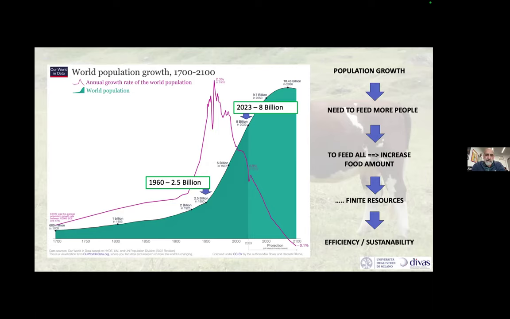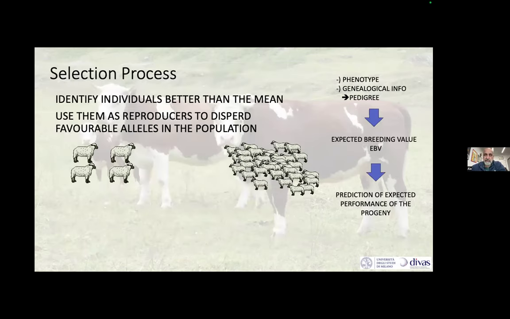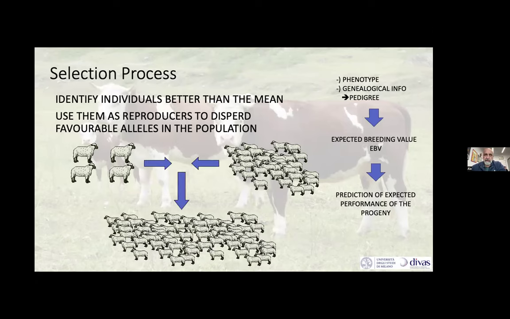But now, in the age that we are living in, we understand that we have finite resources, and finite resources means that our food production must move towards efficiency and sustainability. So what is our business? Our business in the selection process is to identify individuals that are better than the mean, so that they produce more or are better than the population averages, and use them as reproducers to create a new generation of individuals that are better than the previous one. And this is genetic improvement.